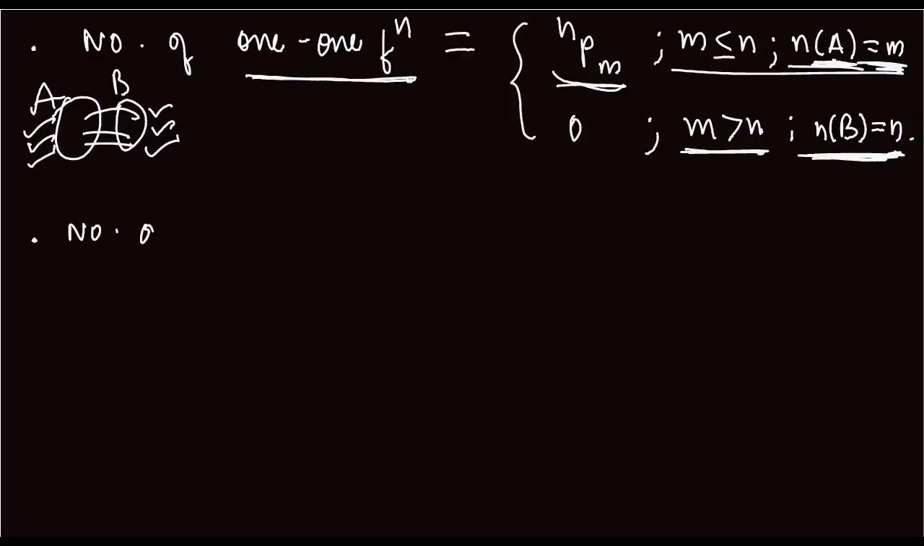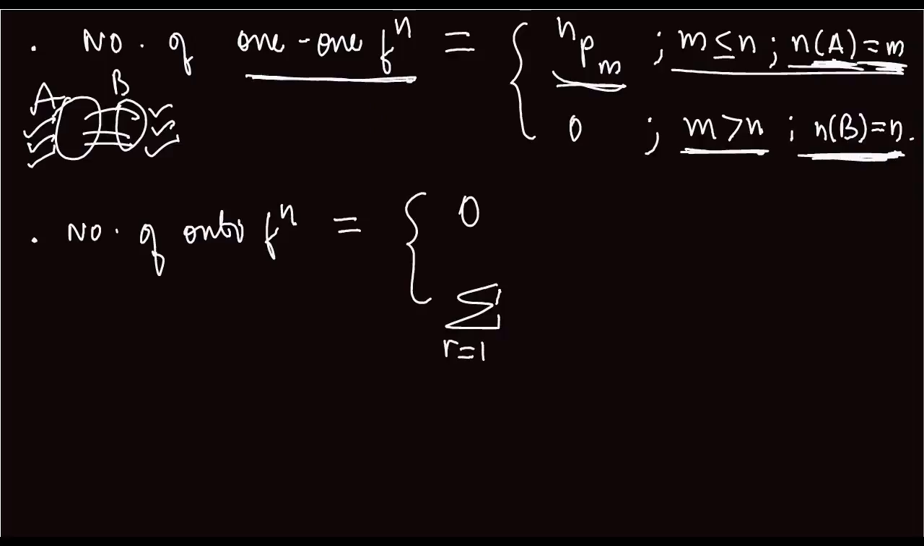Now another point is the number of onto functions. These questions are asked directly in the exam, for example how many onto functions can you see in this function, or something like that. The number of onto functions will be 0, or you can say the summation over r equals 1 to m of (-1) to the power n minus r, and if you have n minus r, then you must have nCr. You can remember it like that. If you have n minus r, then you have nCr and r to the power m.